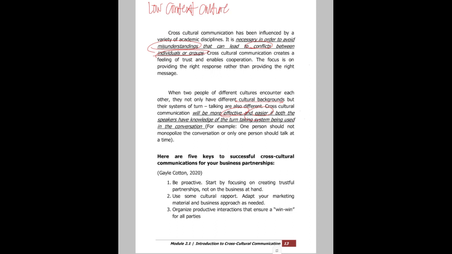So now we need to go here sa 5 keys to successful cross-cultural communication. So number 1 is you need to be proactive. So para daw tayo is maging maayos yung ating communication towards other people, towards other cultures, especially in business, we need to be proactive. So ano yung sinasabing proactive? You need to focus on creating trustful partnership, not on the business at hand. So bago kasi tayo tumungtong sa pinakaseryosong aspeto natin sa business, bago tayo mag-seal ng deal, hindi naman pwede na yun agad yung pag-uusapan natin, di ba?